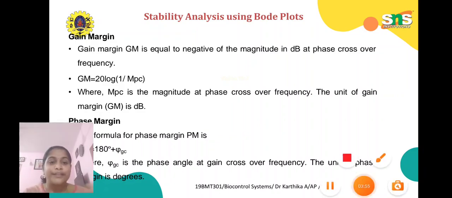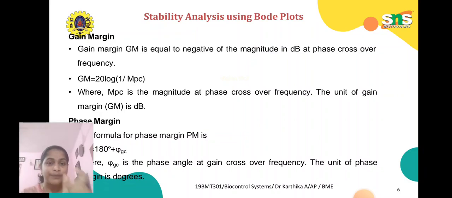Okay, first thing, the gain margin GM, the formula is 20 log 1 by Mpc. Here Mpc is your magnitude at phase crossover frequency. M is your magnitude, pc is your phase crossover frequency. So magnitude at phase crossover frequency is Mpc. Here the unit is dB. And for phase margin, it is phi gc, the phase angle at gain crossover frequency. Here the unit of phase margin is in degrees.